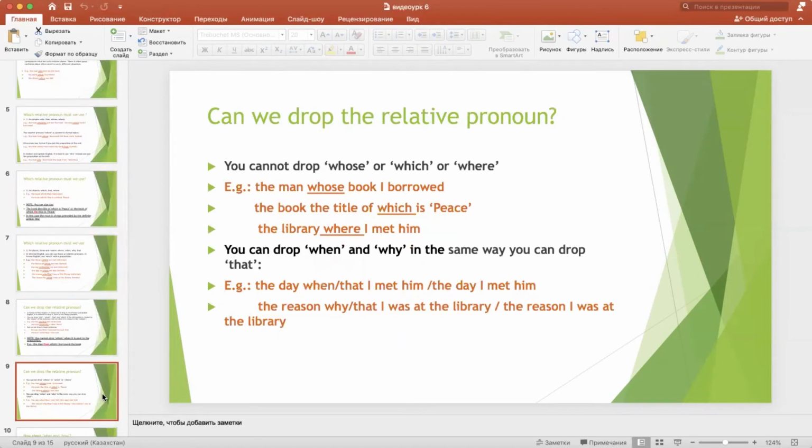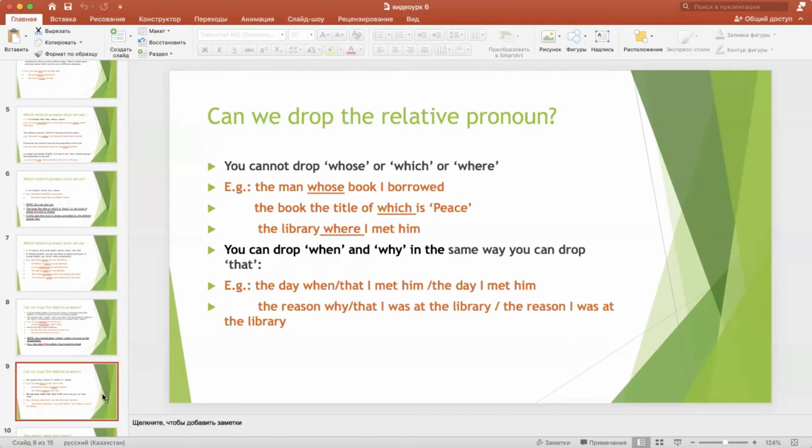So you cannot drop whose or which or where. For example, the man whose book I borrowed. The book, the title of which is Peace. The library where I met. Here we cannot drop. You can drop when and why in the same way you can drop that.